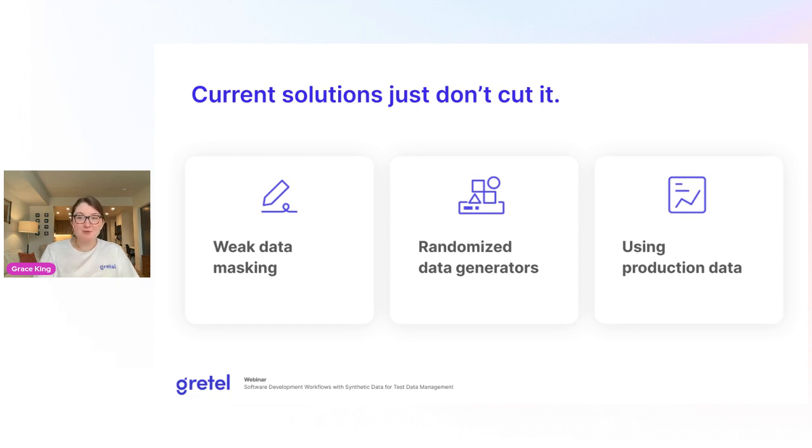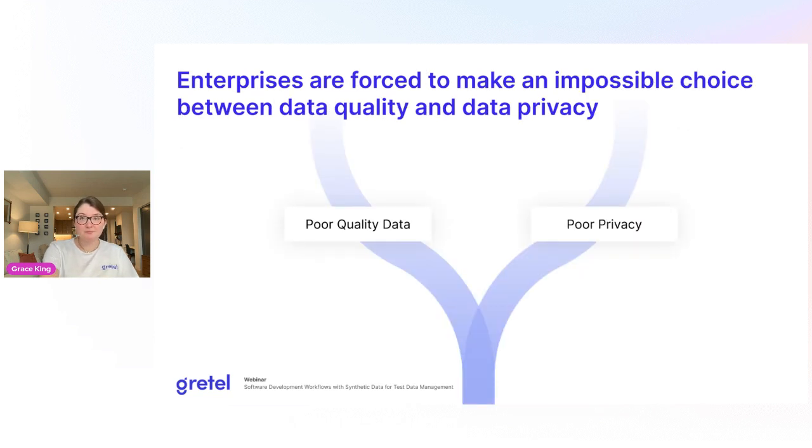And then some enterprises choose to simply use production data in lower environments. While that does capture the data quality, it creates significant privacy risks, can delay access to data, and increases costs and resource requirements in lower environments. At the end of the day, these solutions force enterprises to make the impossible choice between data quality and data privacy. This is not a choice that can or should be made in test data management.